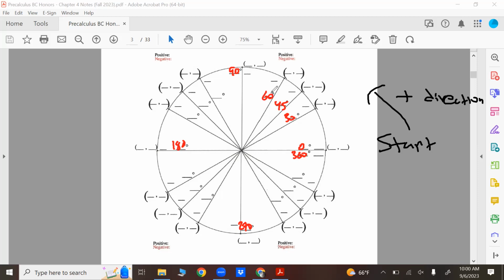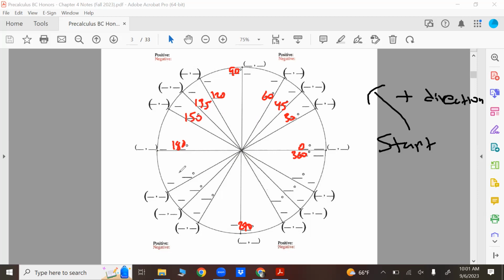For example, what would be the next one after 90? I'm sorry, 120, right? Because reference angles, right? If this is 30 from here to here, that's 30 from here to here, right? So it's just all about reference angles. 150. Oh, sorry. Wow. I just failed. 135 and 150.